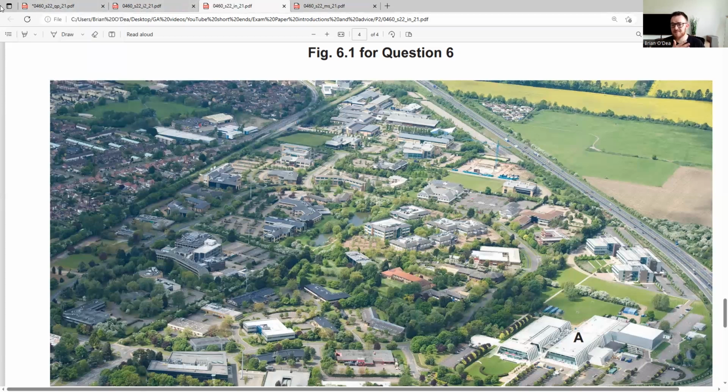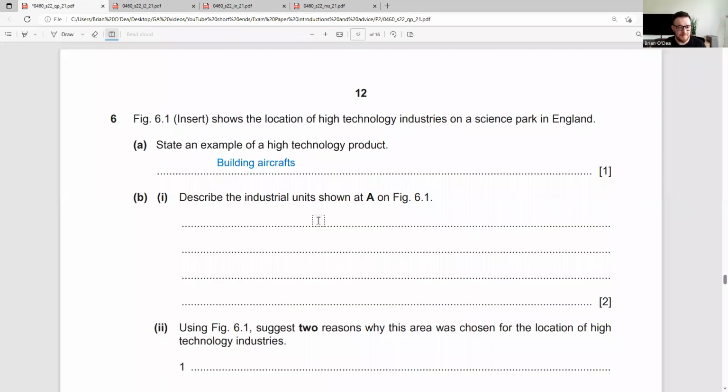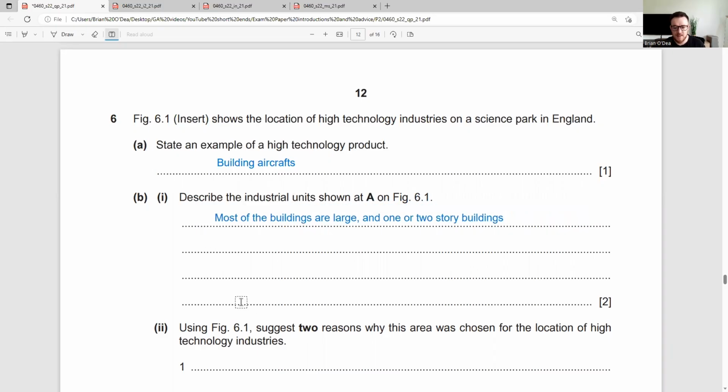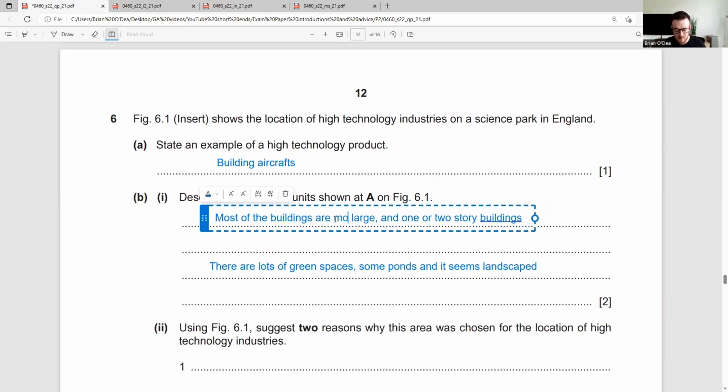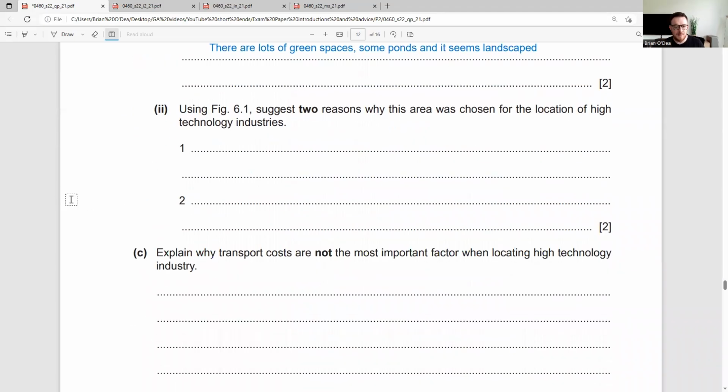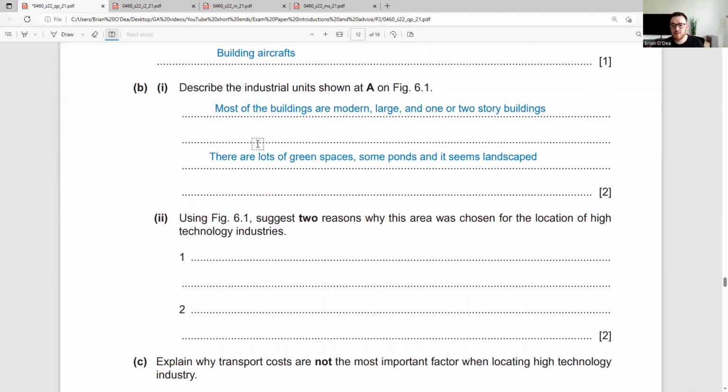Okay, let's see how this translates then to answering the questions. Describe the unit shown. So we could say that's the buildings described. That might get me 1 there. I could even put things like modern, large, and 1 to 2 story buildings. That'll pick me up to 2 points, just a description. You just want to look at key characteristics of the units themselves.